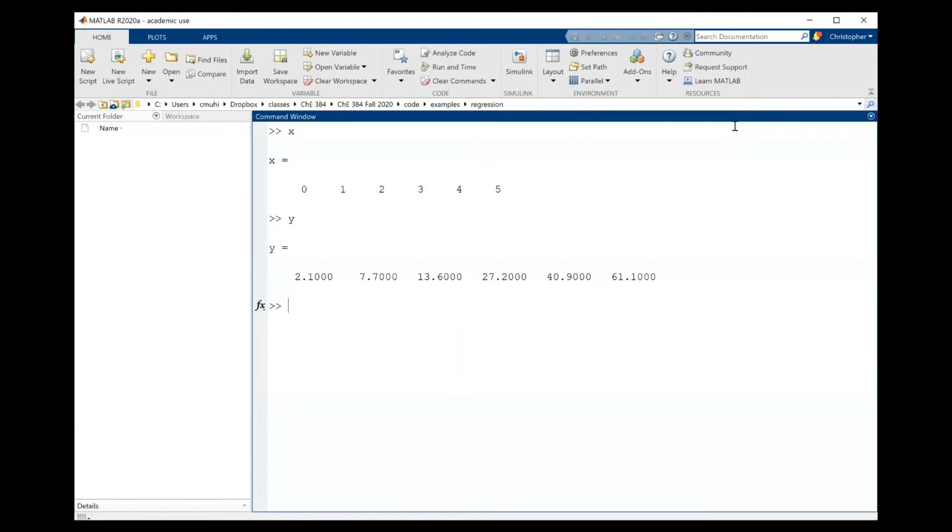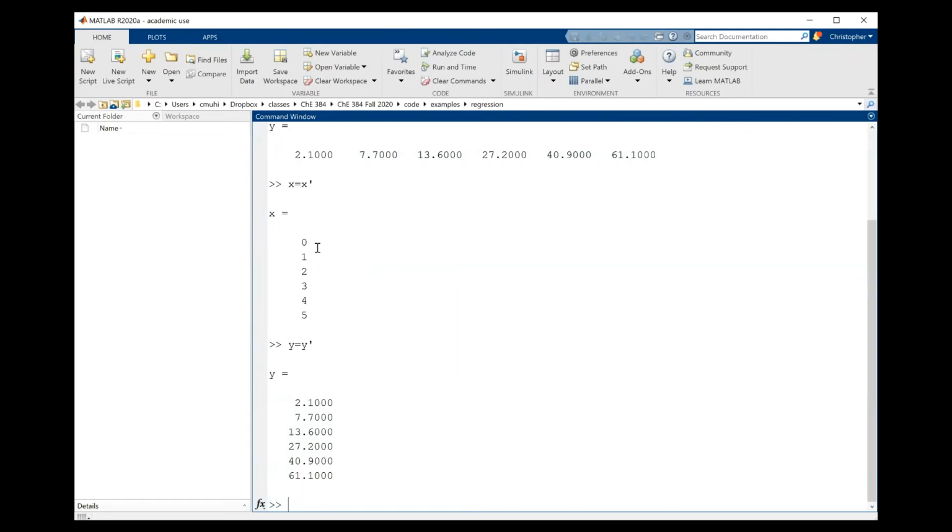So now I'm back in MATLAB. I've gone ahead and entered the data from the table into MATLAB. So here I have X, here I have Y. Remember, in this case, I need to have a vertical vector for my X's and a vertical vector for my Y's. If you remember back, I can use this little apostrophe, and that'll turn my X's, which are now horizontal, into a vertical column, and I can do the same thing for my Y's.